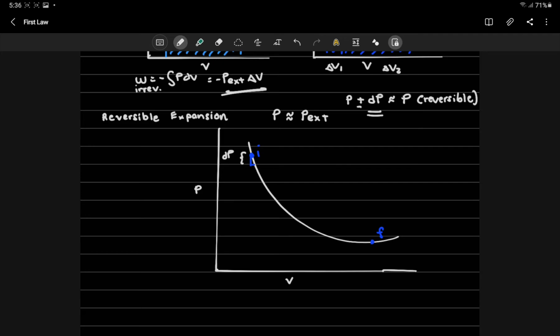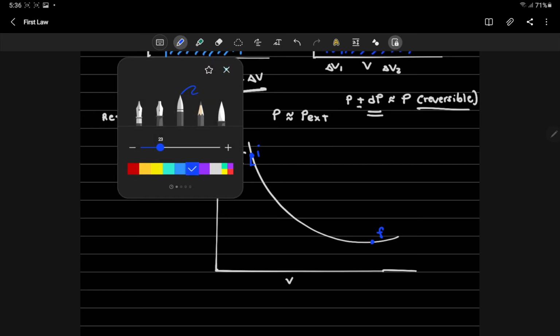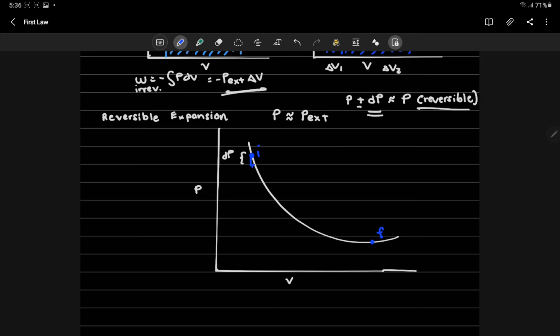Kasi sobrang konti lang yung dinagdag natin sa pressure value na yan. It's just dP. So, it could increase the pressure a little bit, but since yung external pressure is equal dun sa pressure ng gas, babalik pa rin siya dun sa original pressure P. Kaya siya tinawag na reversible. Okay? Now, let's continue that process or series of steps. So just a little bit increase or decrease rather, or change the pressure, and then increase the volume, and so on and so on.